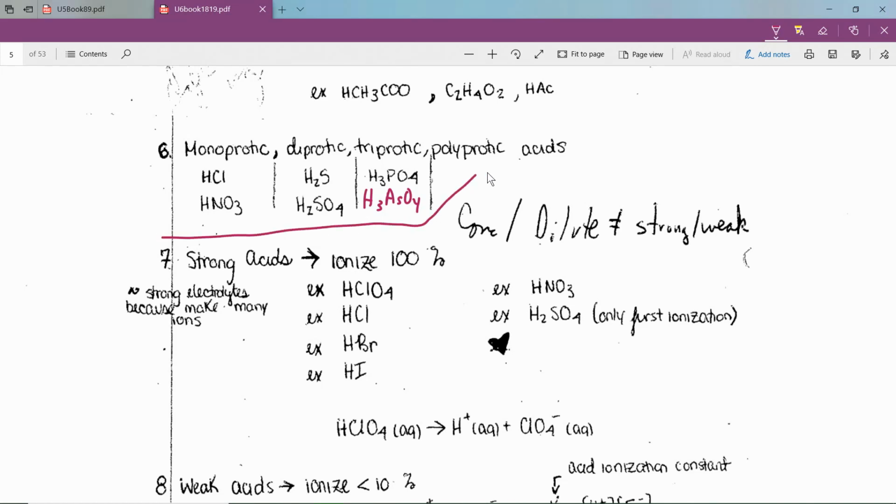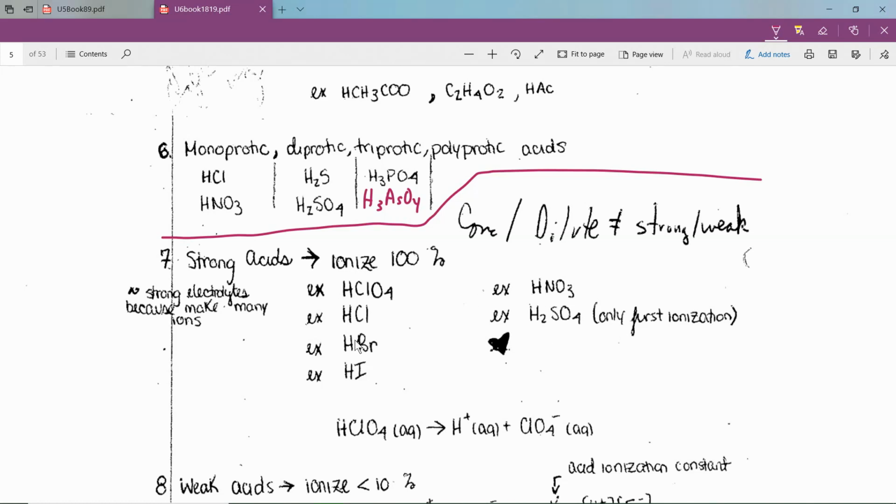Okay. So, wow, there's lots of categories for acids and bases. We can talk about strong acids. There's only six strong acids. A strong acid is something that will be a strong electrolyte, make lots of ions, ionize essentially 100%. So here we have some examples: perchloric, hydrochloric, hydrobromic, hydroiodic, nitric, and sulfuric. Well, actually only the first ionization for sulfuric.